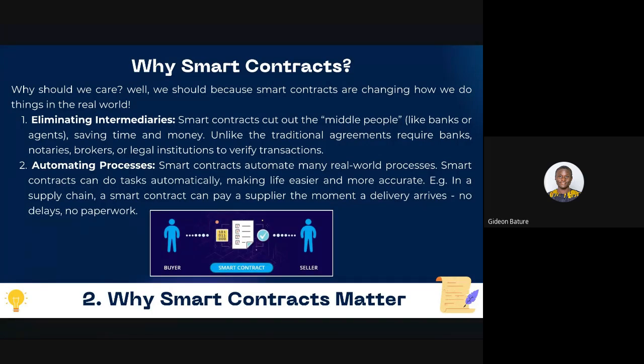It just works, right? So this one is just an illustration where you have a buyer and a seller. A buyer sends whatsoever money he's sending, and then the smart contract takes care of everything and forwards the money to the seller. So that's why smart contracts. Number one, eliminate intermediaries, saves time and money. Number two, automate processes, making life easier.